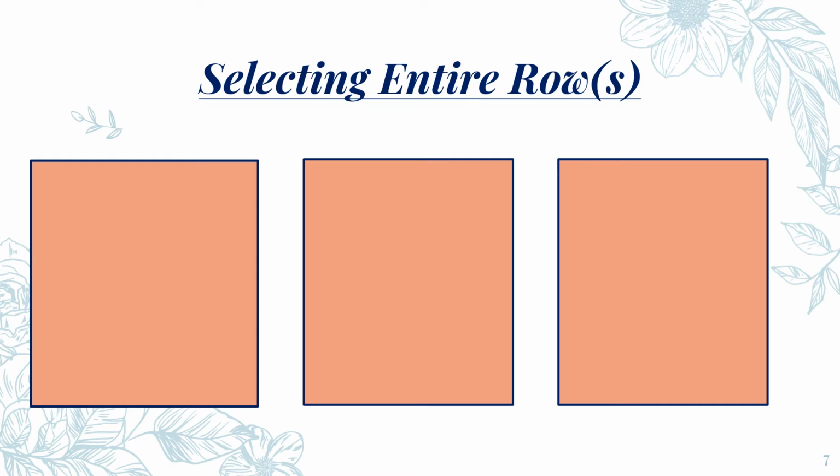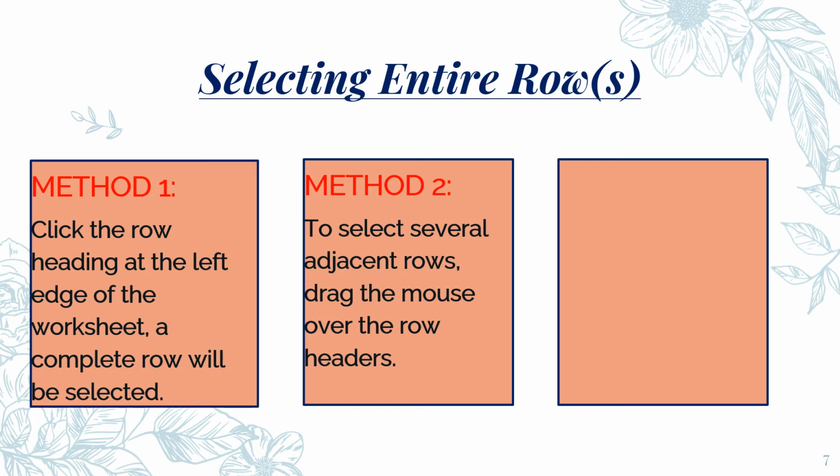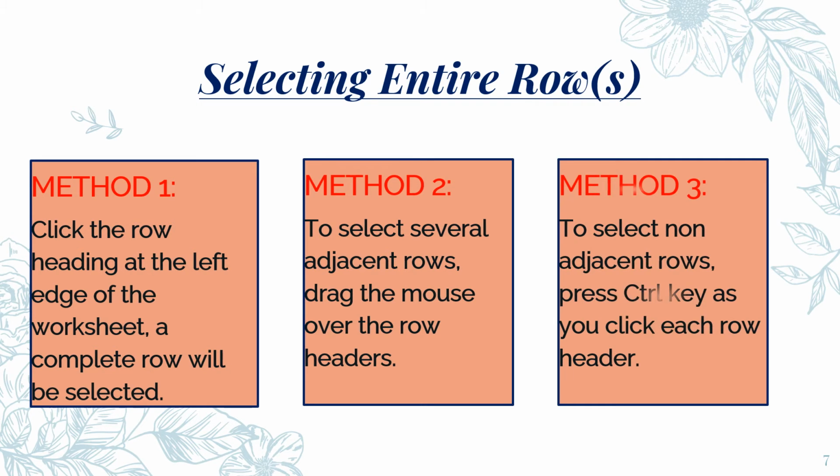Now, let's study how you can select the entire row from your spreadsheet. There are three different methods which will help you to select the rows in your spreadsheet. First method, click the row heading that is present at the left edge of the worksheet, which will result in the selection of a complete row. Second method is to select several adjacent rows, you need to drag the mouse over the row headers. Third method for this is to select non-adjacent rows. We will press Ctrl key from the keyboard as you click on each row header. Clear?